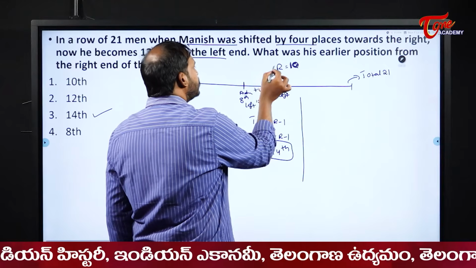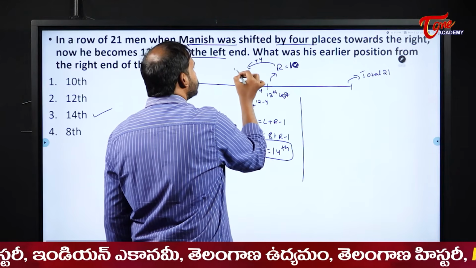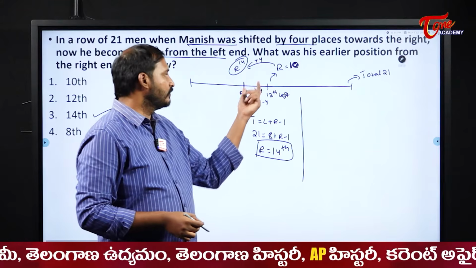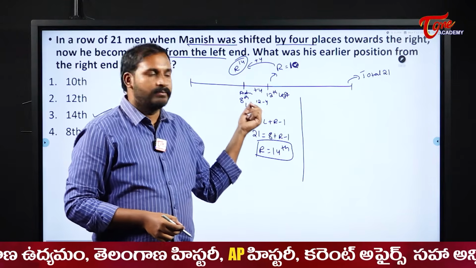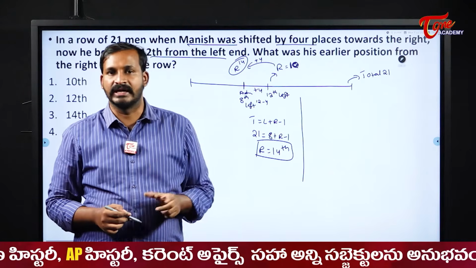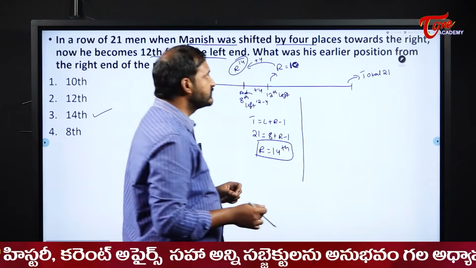So, to it plus 4. What does it become? 14th. Like that you can do, or this one. It is up to you. You can find this position or this position. But please be careful while writing the final answer. Please check carefully what they have asked. Okay? Right? See the next one.